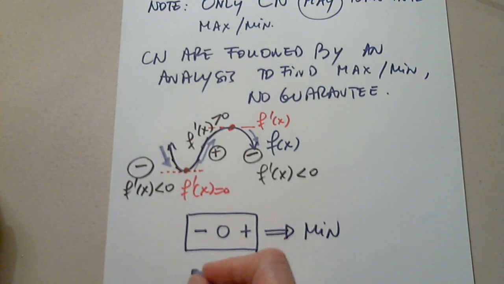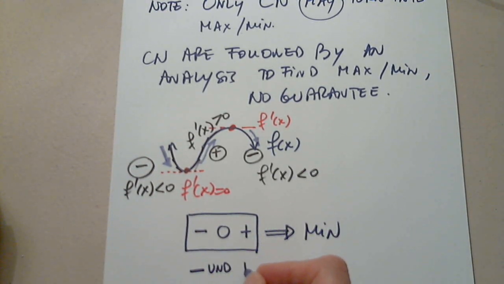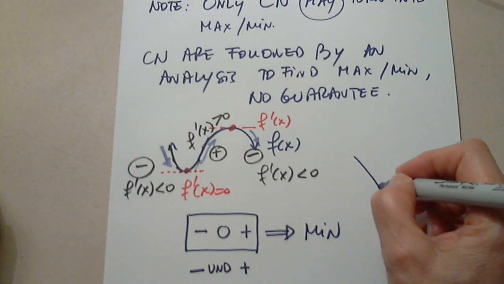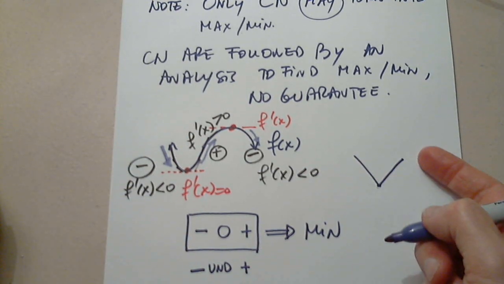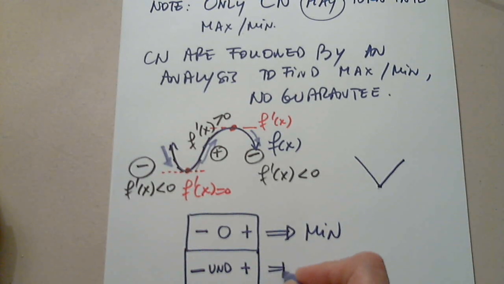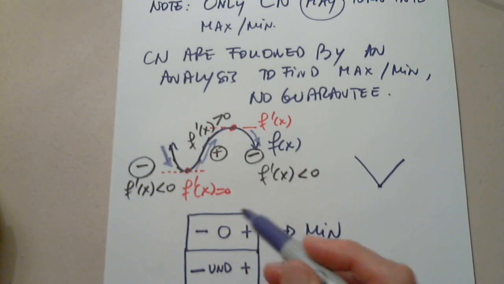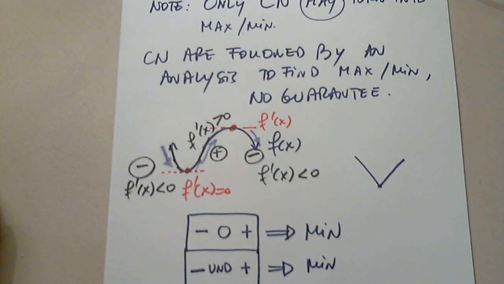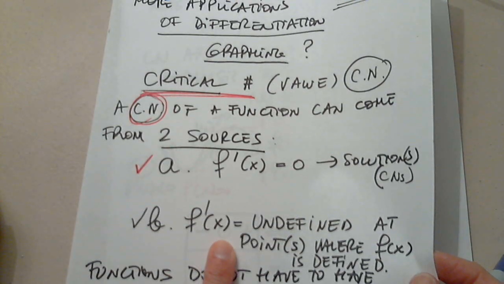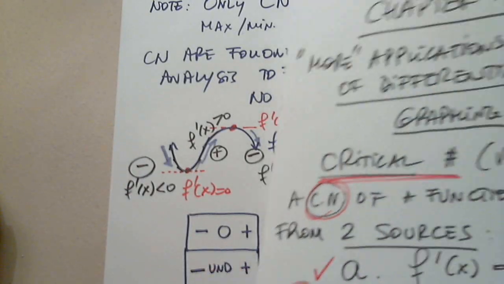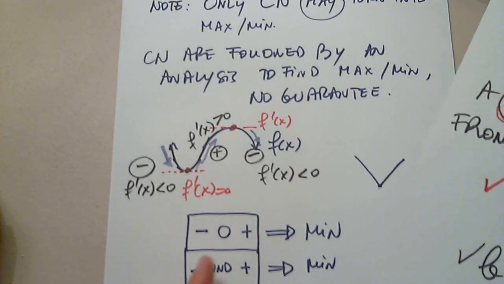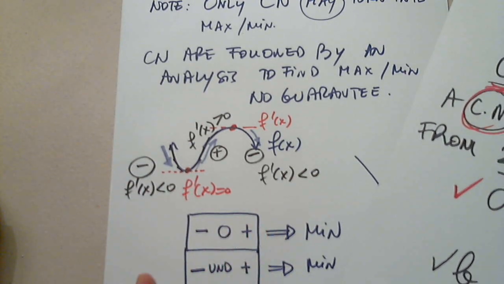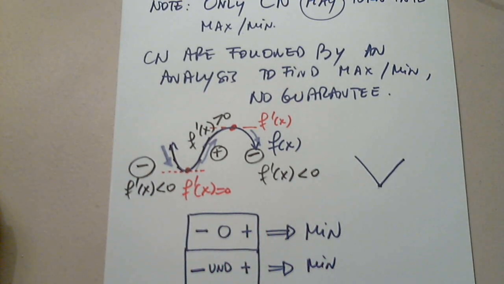There is another option. Negative, undefined, positive. Something like this. Negative, undefined because it's a corner, positive. This is also a minimum, because this comes from this source, and this comes from this source. So the possibility with f prime being 0, and the possibility with f prime being undefined. Both sequences, negative, 0, positive and negative, undefined, positive, will give us a minimum.